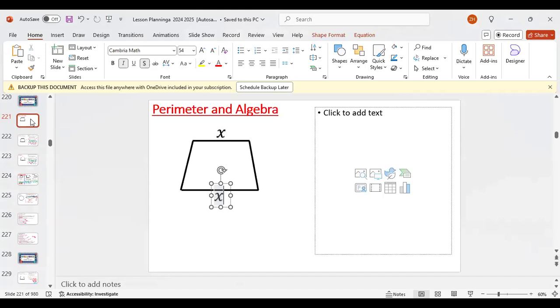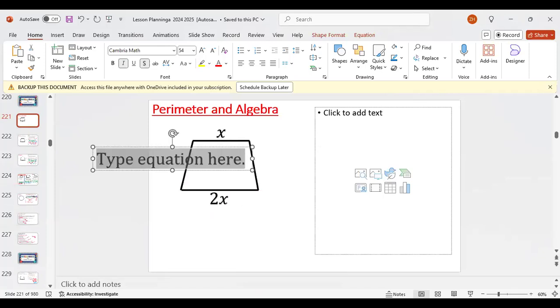But why Y? If you put in X and Y, you might as well add Z. So X, Y and Z. We're going to call this one 2X. We're going to call this side X minus 2. Let's use that.